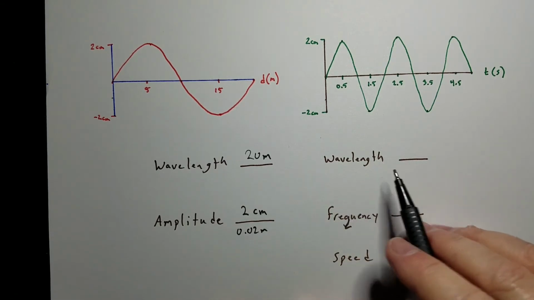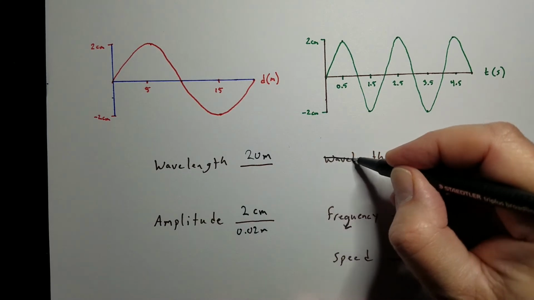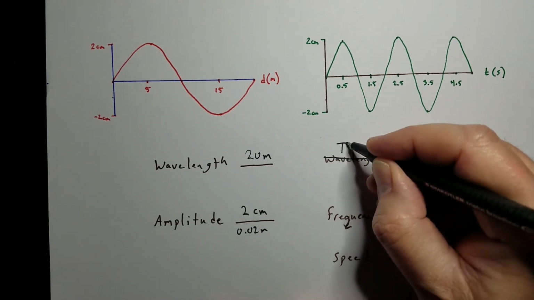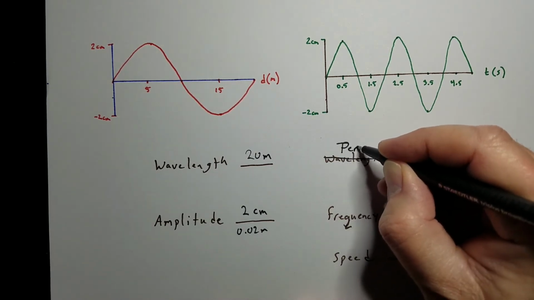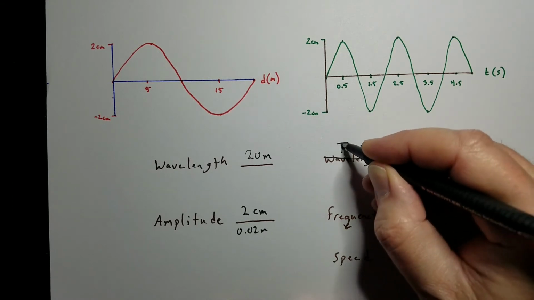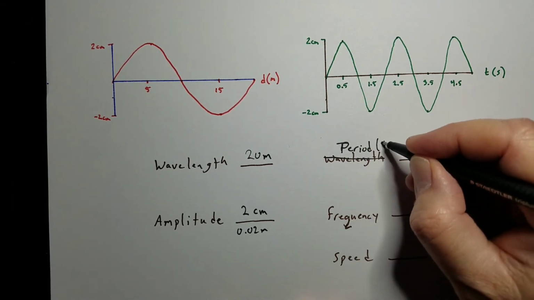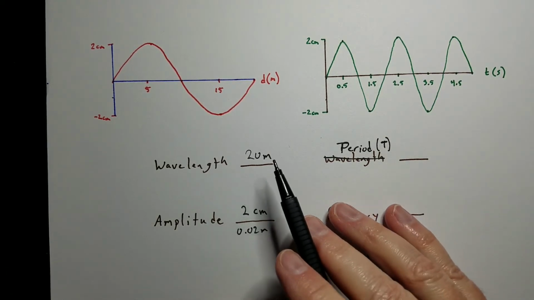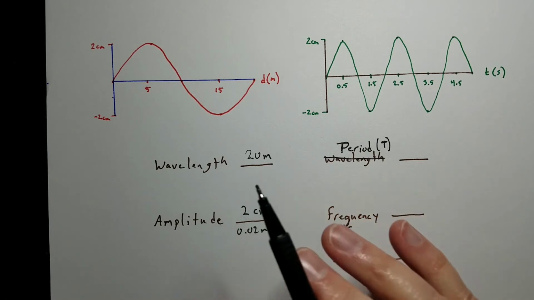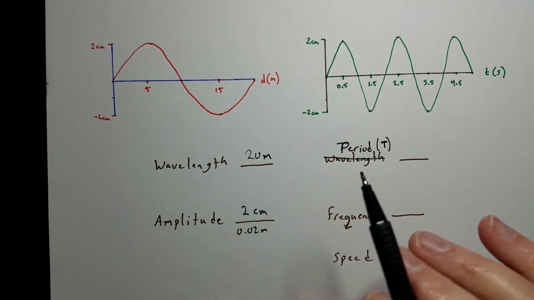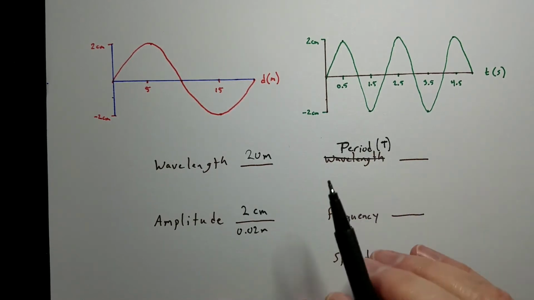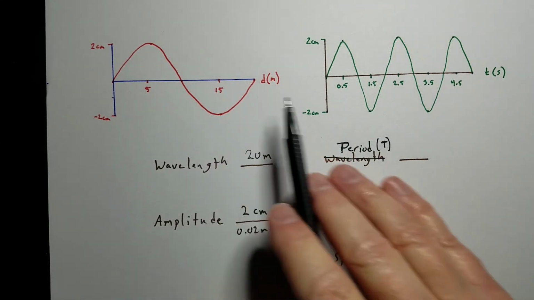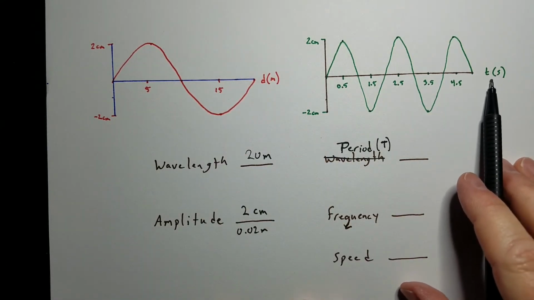Oh, I don't need wavelength here. That's not what I need. I actually need period. Period, which is capital T. So period, we measure it sort of like wavelength, where we want to know for just one wave. But in this case, we're looking for period, we're looking for time. So I wouldn't use this graph, I'll use this one because this one's measuring time.